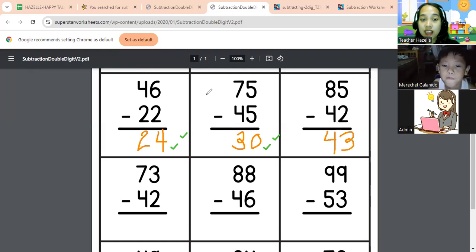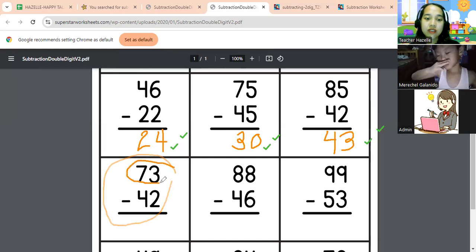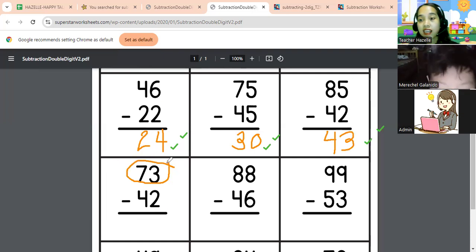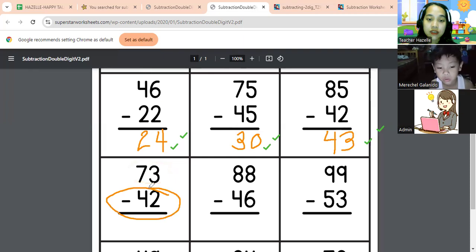All right, what is the final answer, Ivan? 85 minus 42 equals? 43. Very good. Okay, now let's have here. Can you please read it first? We have 73 minus 42. Very good.